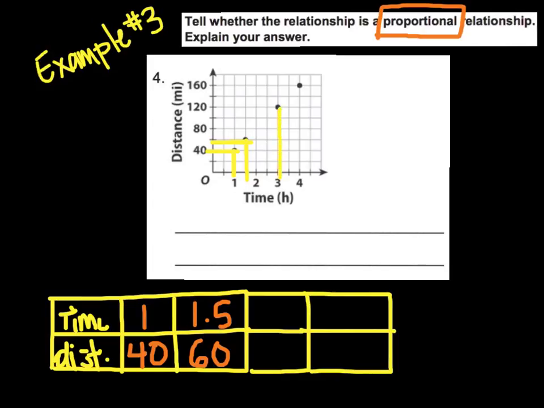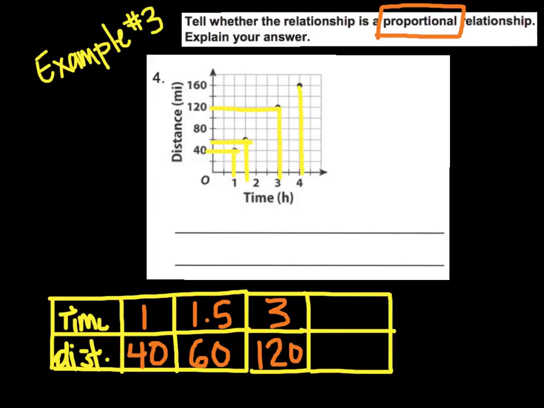If you draw a line straight down, that matches up with 3. And we want to go to the y-axis. I'm going to draw a straight line sideways. That matches up with 120. So that lets me know if I go 3 hours, I would make it 120 miles. And there's one more dot in the graph.